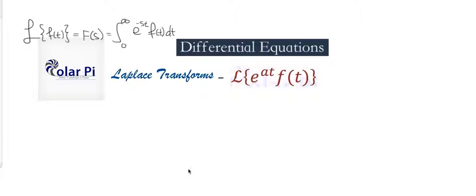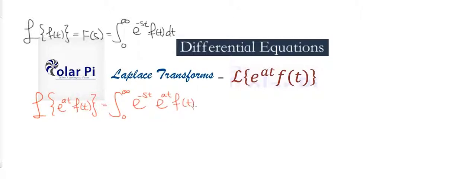Now here we're going to take this black f of t to be all of this, which is e to the at times f of t. So apply the definition with the black f of t being e to the at times f of t. By definition, that is the integral from 0 to infinity of e to the minus st, and the black f of t here is going to be all of this, so that is e to the at times f of t, and then dt. Let's make that abundantly clear: what I circled here is that black f of t.